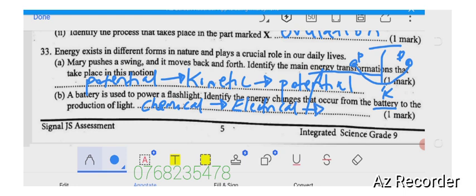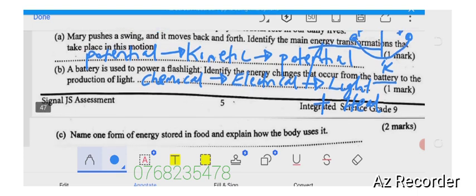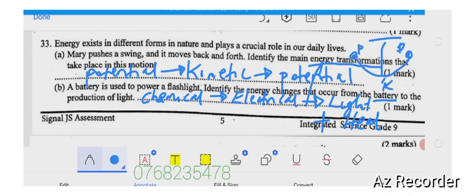Then last but not least, because it's a flashlight, it will produce what we call light, and of course heat, light and heat, because after some time the flashlight bulb will always heat when it goes on for a long period of time. So that's the energy transformation, which is the same as energy changes. Identify the energy changes. Yes, like that.